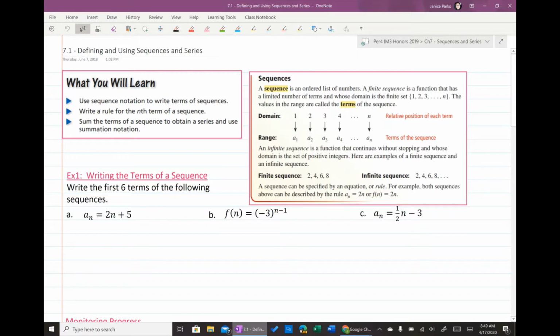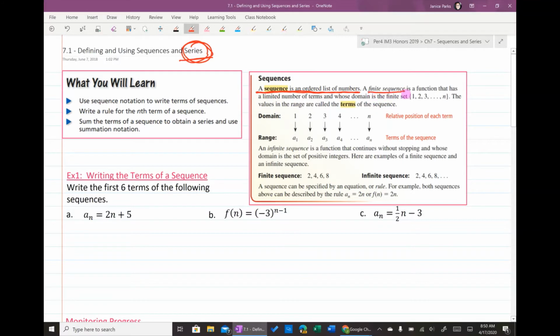Today's video, we're going to start chapter 7, and chapter 7 is on sequences and series. A sequence is an ordered list of numbers. A series is the same thing as a sequence, except those numbers are now added up instead of just listed. So we're going to do that today.